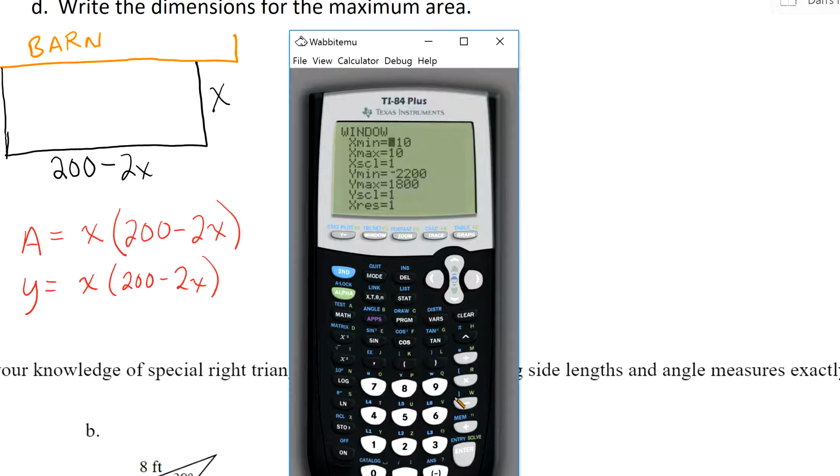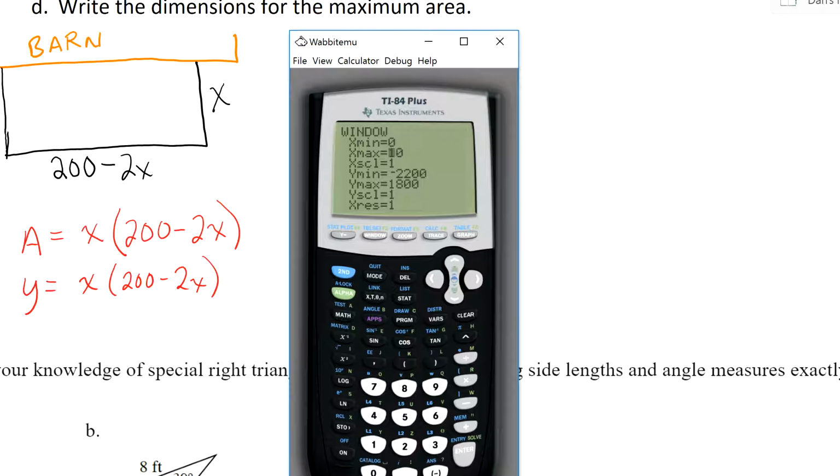I go to my window, my x is my side length here. And my side length here can't be less than zero. So my x min I put zero. Then max would be 250 maybe. Well, x is how much fencing it is. I mean, this is how long this side is. So it's really how much fencing are you looking at? What's the longest x could be?